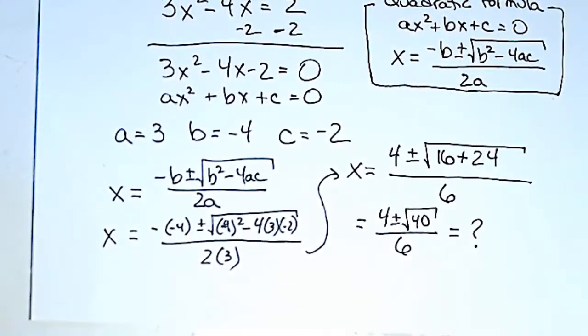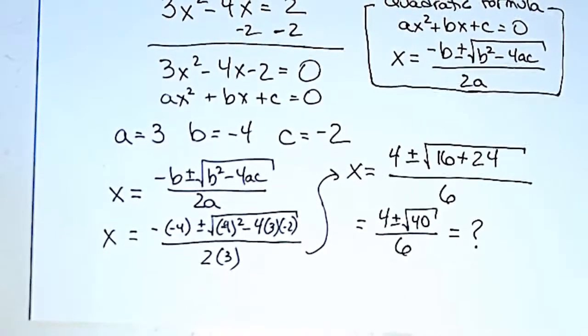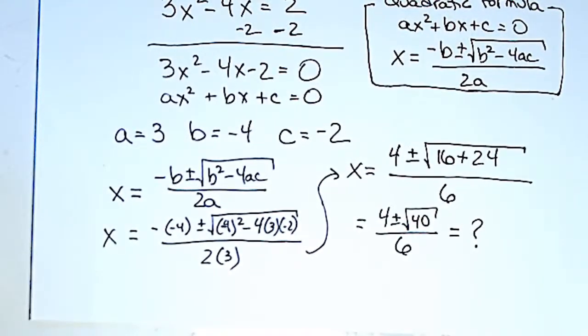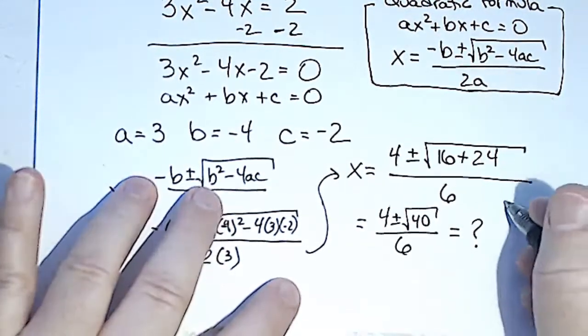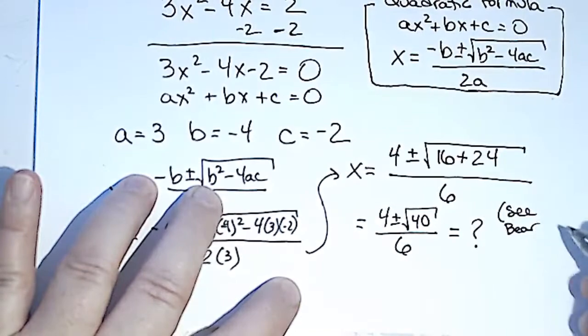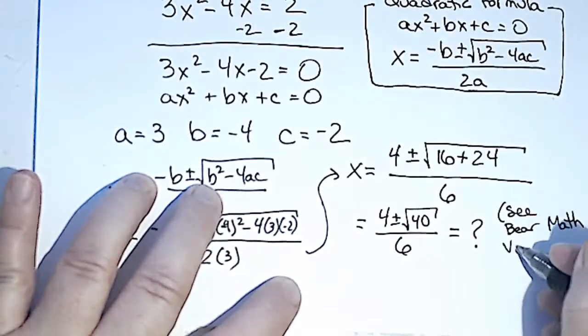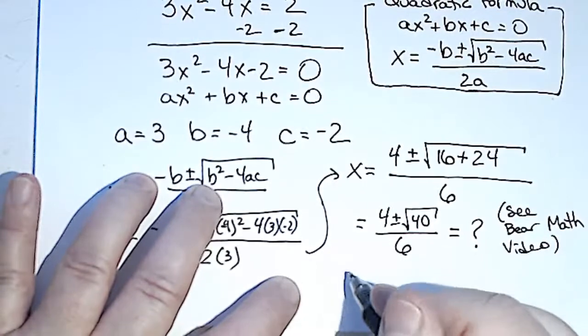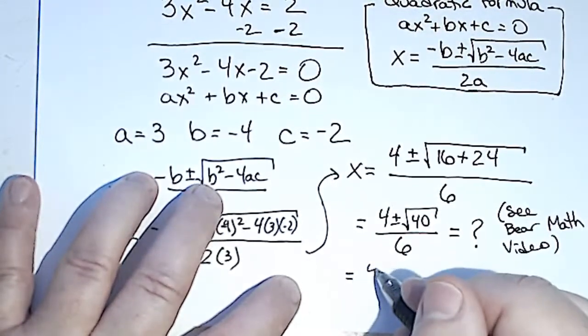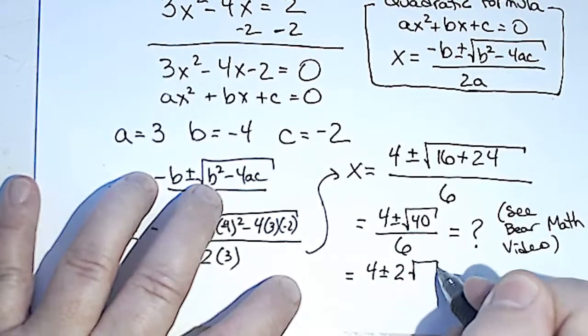And now we are going to get to one of my very favorite maths, which is bare math. So what I'm going to do is I'm going to finish this problem right now, but the very next video will be an explanation of bare math to explain how I'm going to get this result. So I'm going to say see bare math video. It turns out this reduces to 2 radical 10.